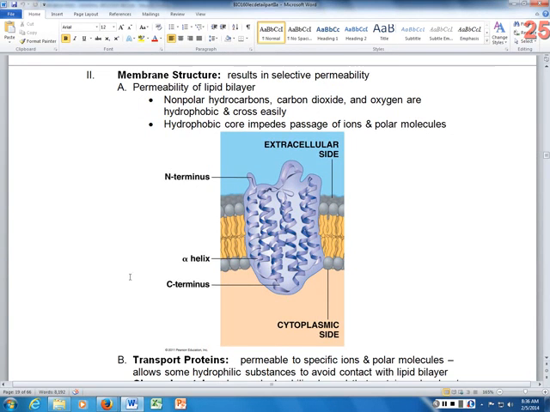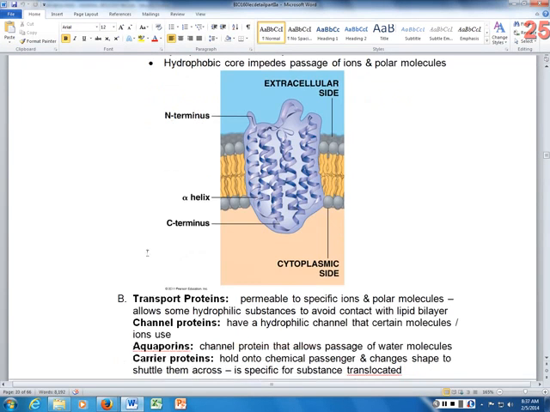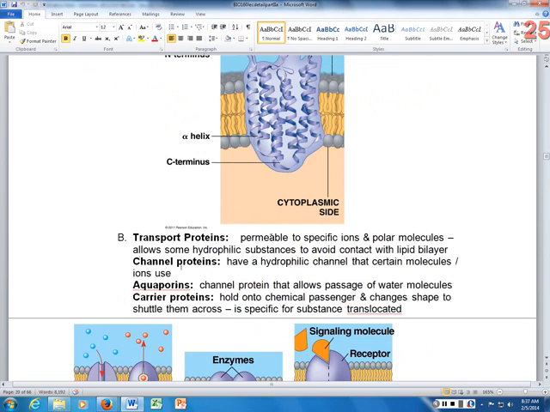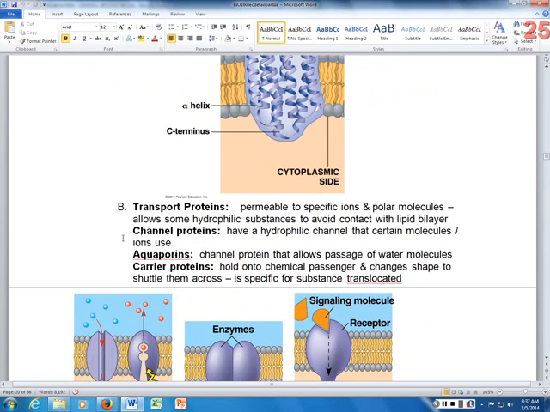Some of your ions and polar molecules are going to be impeded a little bit more. So the things that are not able to get through, we have transport proteins that are going to be specifically permeable to specific substances. So some of your ions and polar molecules will have to go through a transport protein. So like saying, okay, you've got to take the bridge to get on and off the island.